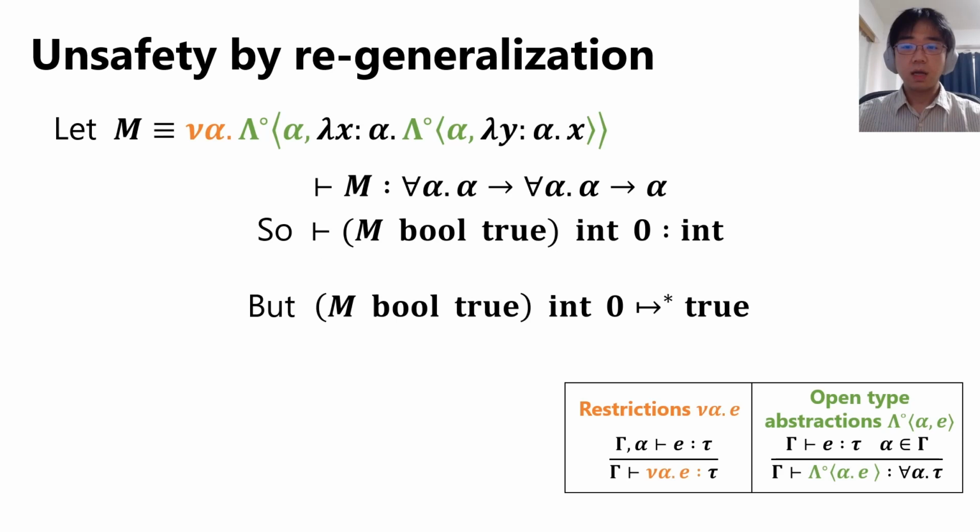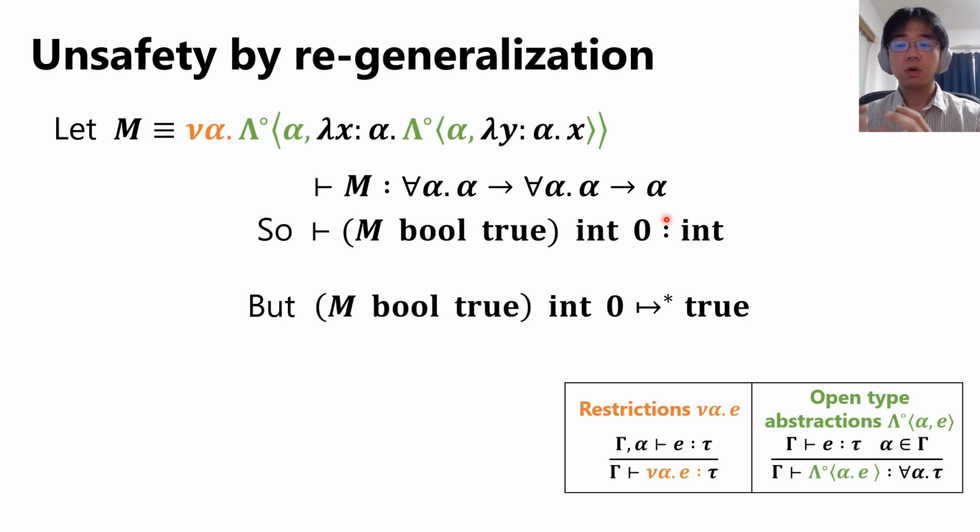This unsafety comes from the regeneralizations of type variables. So this term M is a counterexample to type safety. By ignoring the restrictions and open type abstractions, we can find it takes the two arguments X and Y, and it returns the first argument X. So this example M includes the two open type abstractions for alpha, and it is assigned polymorphic type. So the type system tells us M returns the second argument, but running free applied M would return the first argument. So it means the unsoundness of the type system.